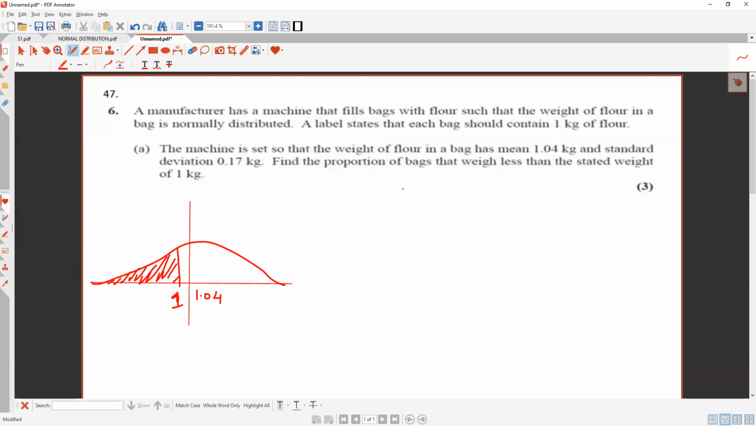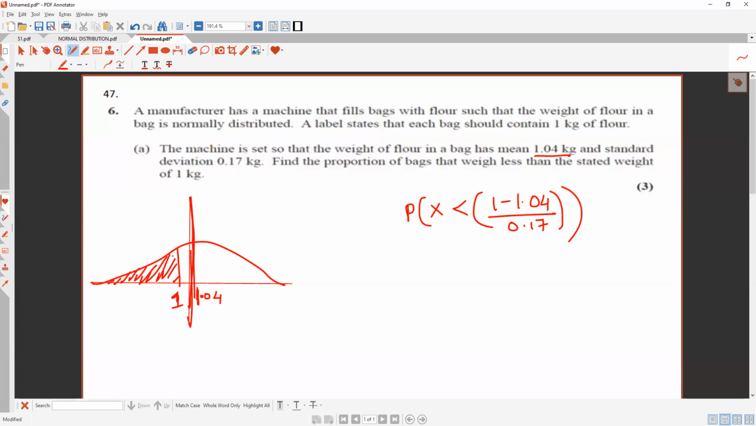So can I do the probability of x being less than (1 minus 1.04) divided by 0.17. Is this understood? What I did here right now? This step? The middle line is the mean, right? You know that, right? So what did they say, the mean as 1.04? So this is 1.04.